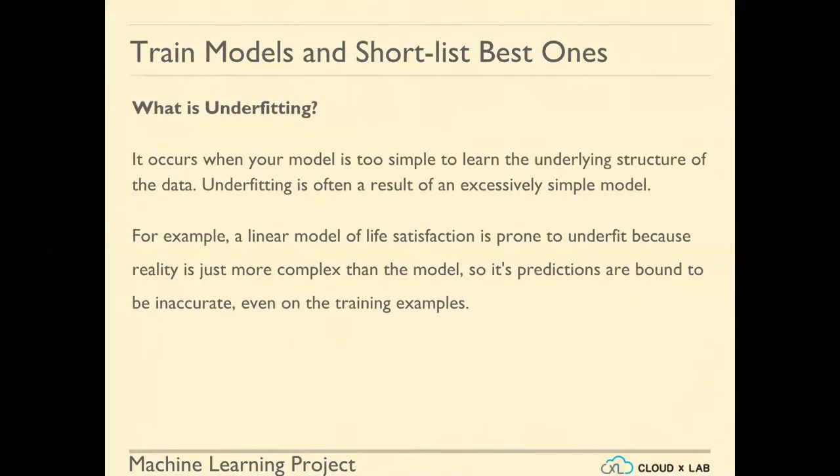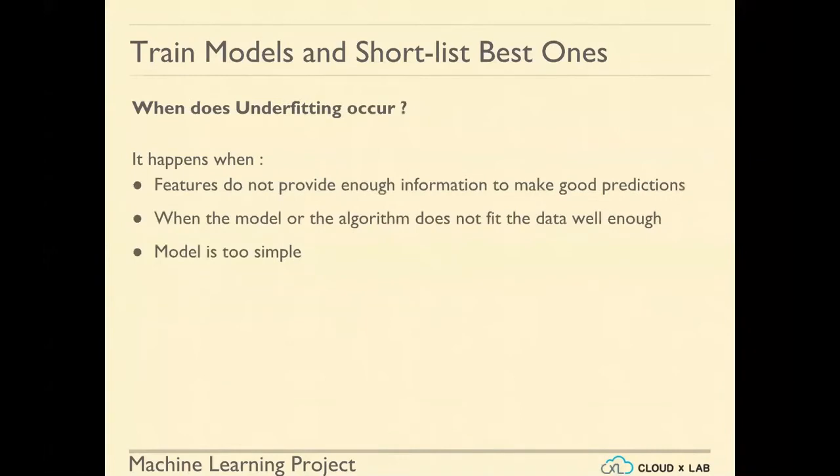Underfitting is when the model is too simple to learn the underlying structure of data. Underfitting is often a result of an excessively simple model. For example, a linear model of life satisfaction is prone to underfit because reality is just more complex than the model. So its predictions are bound to be inaccurate even on the training sample. So it happens.